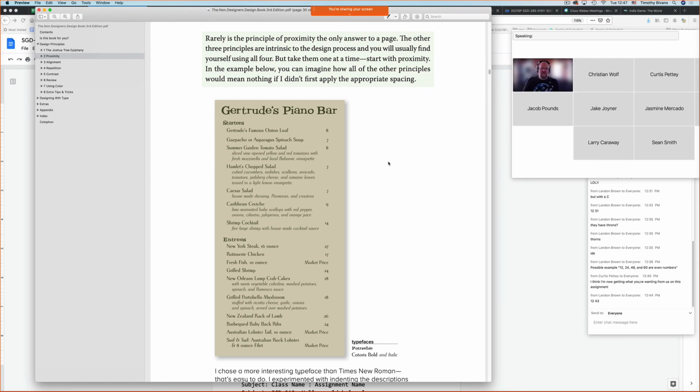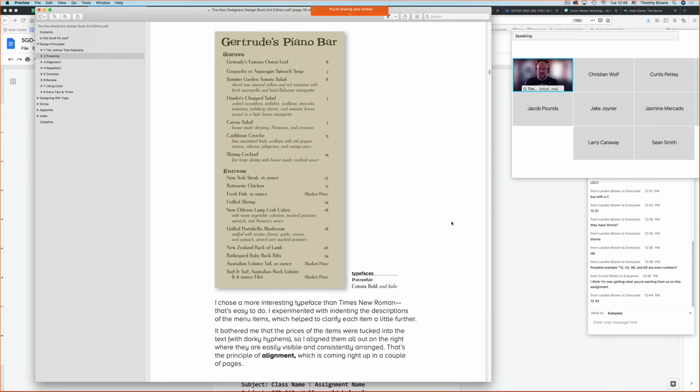And here he's using other elements to even further help define the page. As he's saying, rarely is the principle of proximity the only answer to a page. And he throws the others in here just to show you that proximity isn't the only tool in the toolbox.